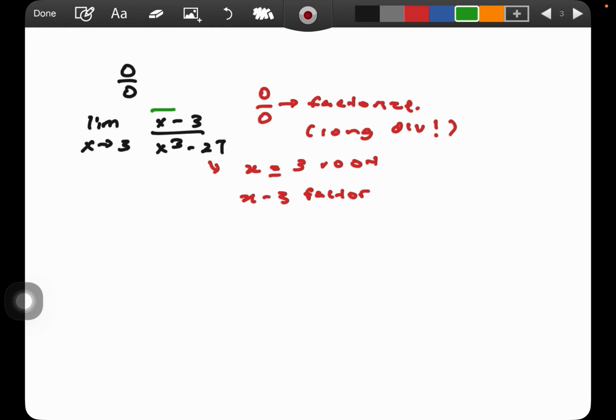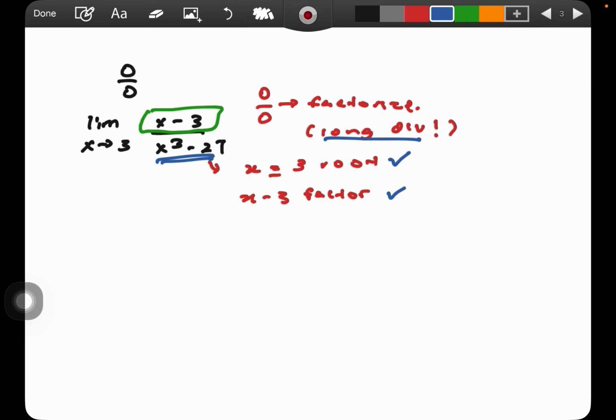Please don't look at this guy. Our agenda here is I want to factorize this guy. The bottom I want to factorize. So my entire focus is just the bottom. So you substitute 3, you get 0. So x equal to 3 is a root. x minus 3 is a factor. So now what do I want to do? I want to do long division.